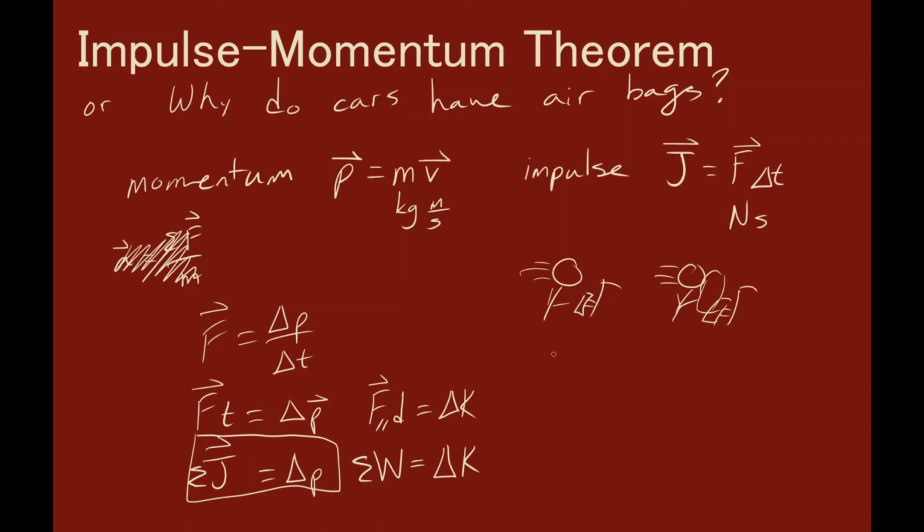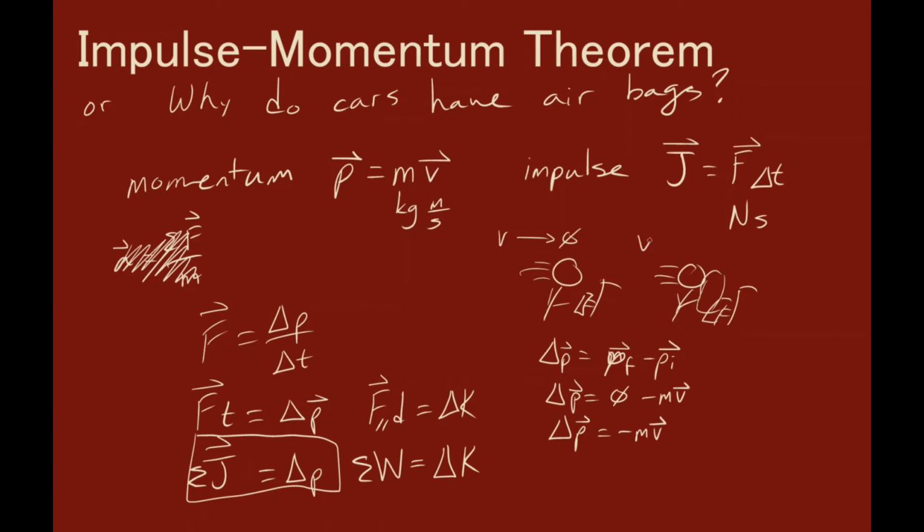In either case, your change in momentum is going to be the same. Let's say we're going from some speed v to 0. So our final momentum in both cases will be 0, and our initial momentum will be mv. So change in momentum for both instances will be negative mv.